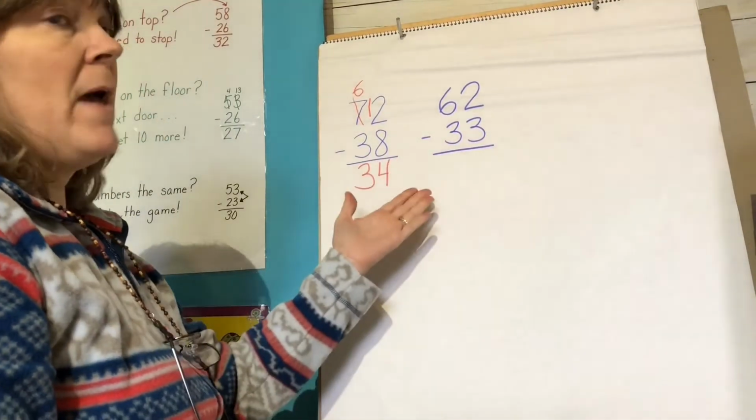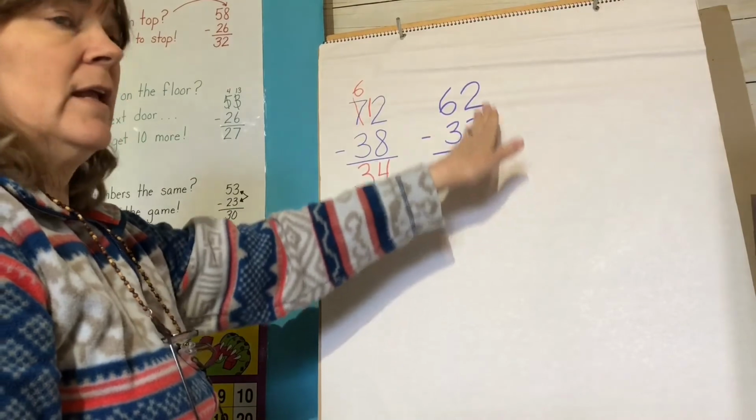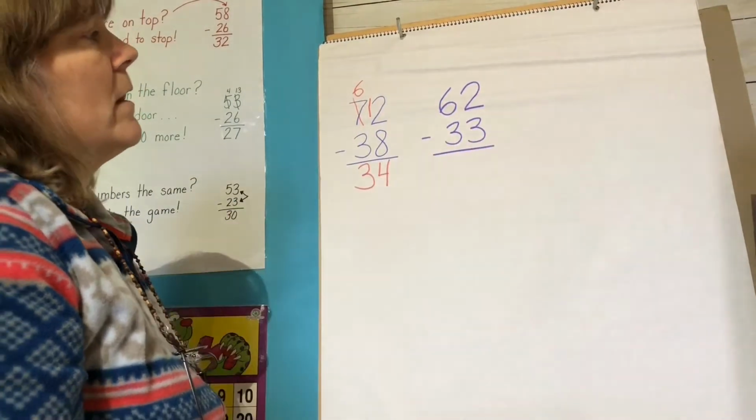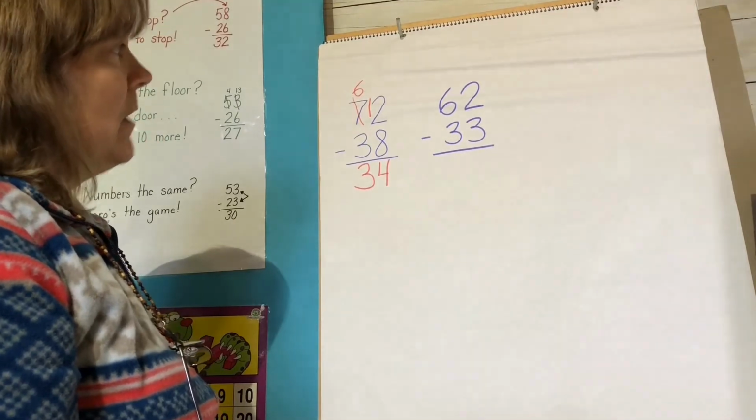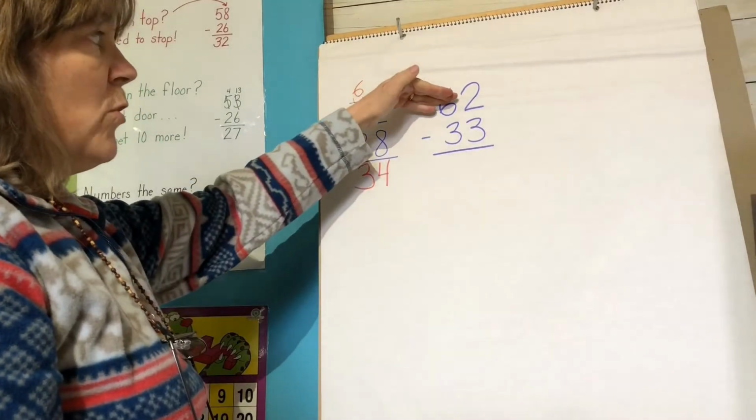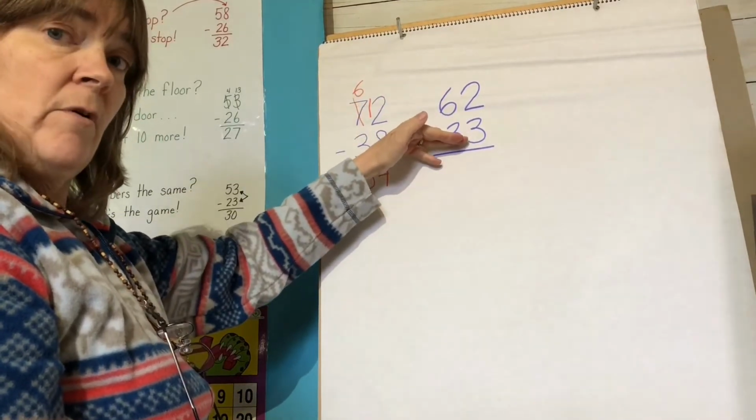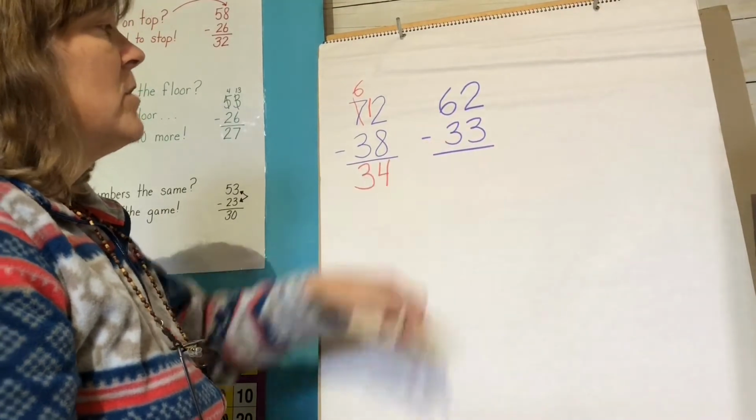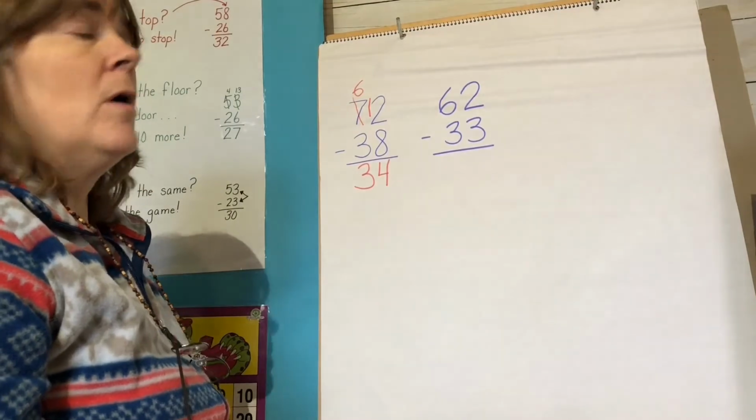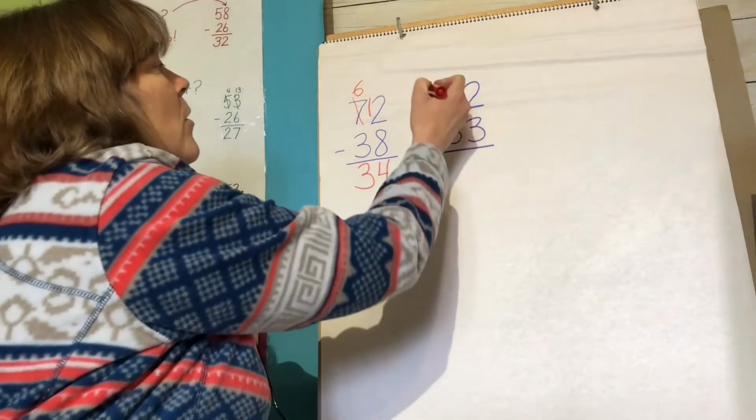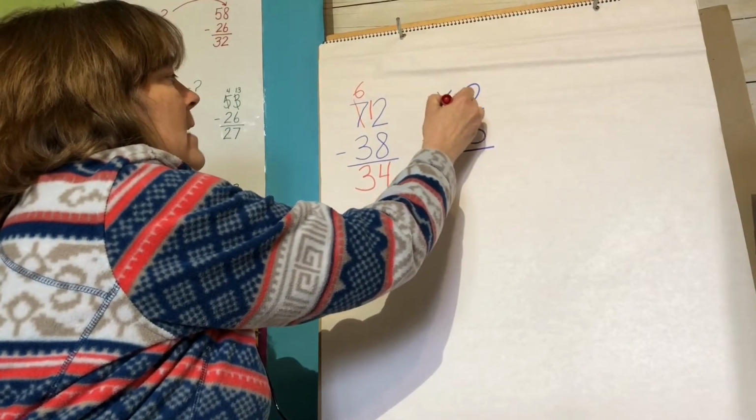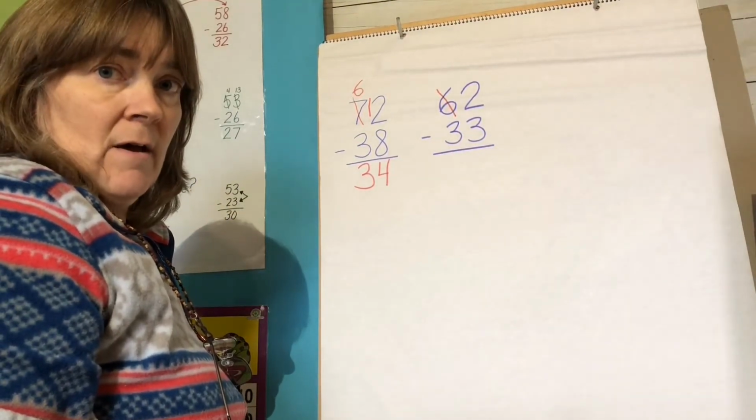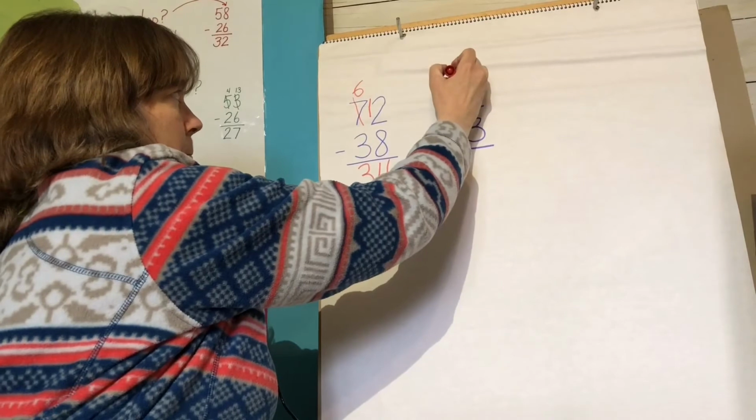So, in math, I'm going to start on the right-hand side. It's the opposite of reading. And I'm going to start in my ones column. And when I look at it, I compare the numbers and I ask myself, is there more on the top or more on the floor? You're right, there is more on the floor. So I say my poem, more on the floor, go next door and get 10 more. I cross out the 6 and it becomes a 5.